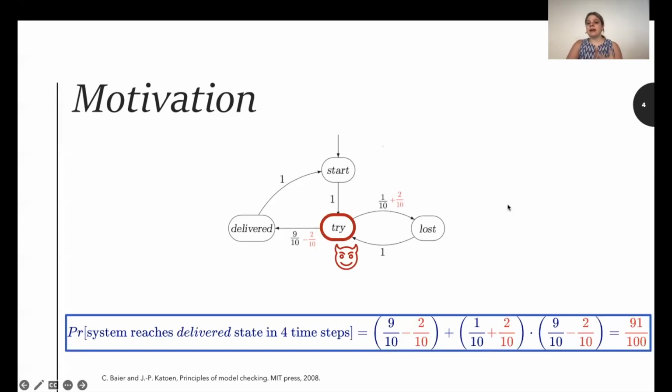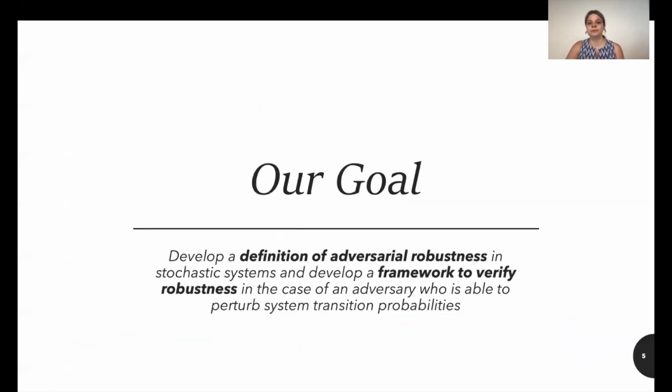However, if we have an adversary who's able to modify these system transition probabilities, the actual result on the overall system utility is accumulated similarly to the way the original probabilities were accumulated. We can see here that modifying one edge actually has an effect on each term. And so the resulting probability is now 91%, where it was 99% before, after the adversary has just modified the transition probability of one edge.